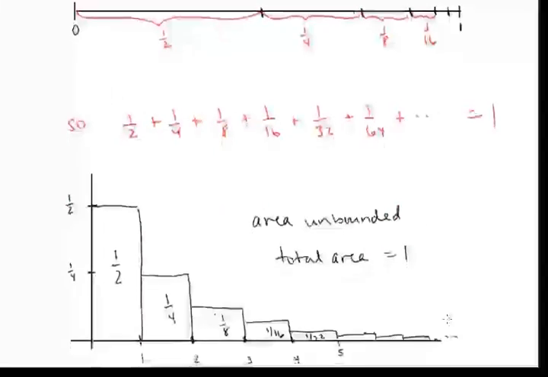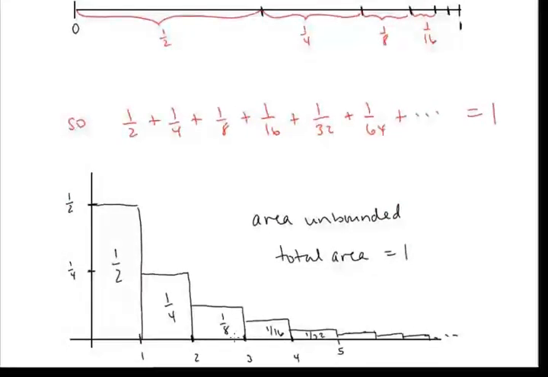Now, let's take a look at this area. I'm going to put some rectangles together. They all have a width of 1. And I'm going to make this first rectangle a height of 1 half. So its area is 1 half. The next rectangle, I'm going to make a height of 1 quarter, and a width of 1.